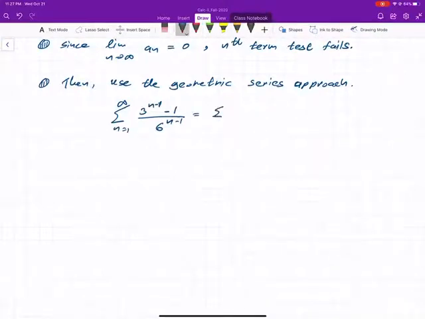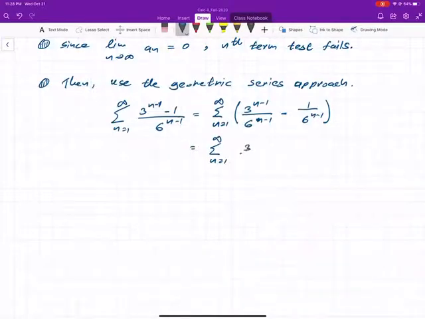This equals sigma n goes from 1 to infinity, then I will divide 3 to the power n minus 1 by 6 to the power n minus 1, minus 1 over 6 to the power n minus 1. This equals sigma n goes from 1 to infinity, 3 over 6 to the power n minus 1, minus sigma n goes from 1 to infinity, 1 over 6 to the power n minus 1.